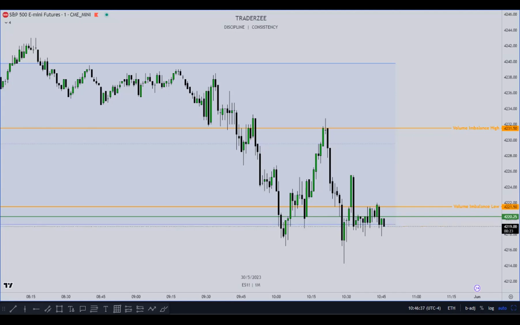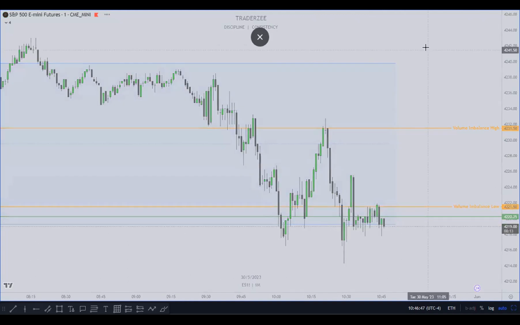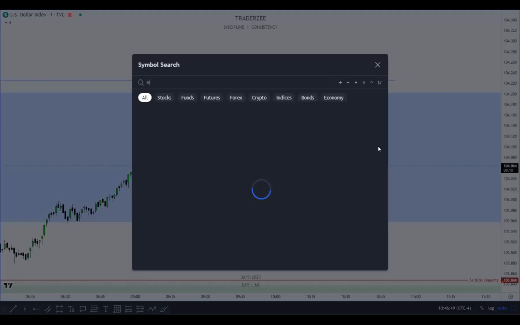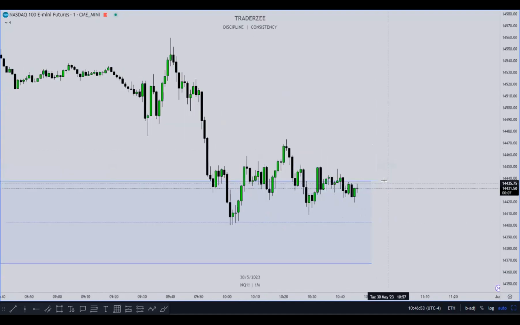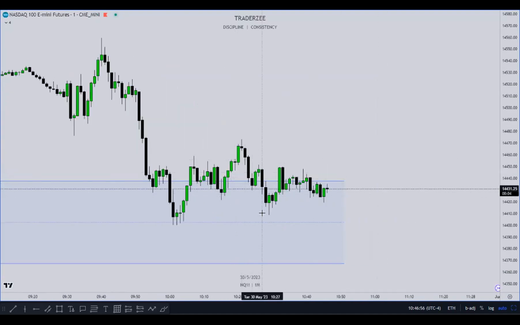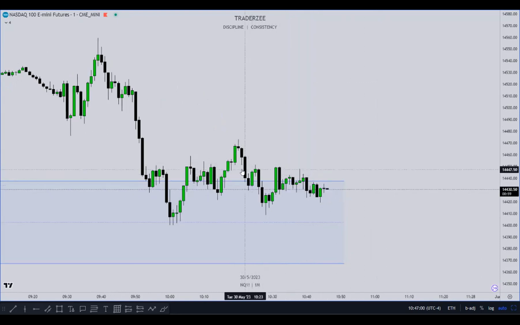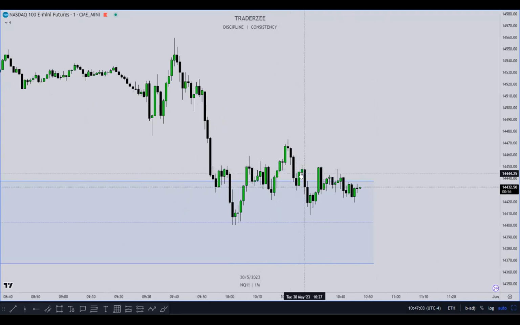Yes, like you see on the NAS, where is it? You see a market structure shift, fair value gap. Okay, it will move, but it's not high probability. Suppose you saw a market structure shift, whatever you saw, you went short, and now it's just chopping around here. Your emotions will be tested.